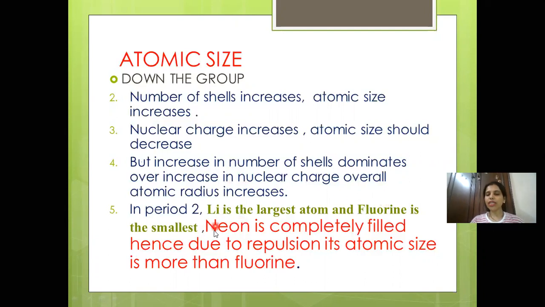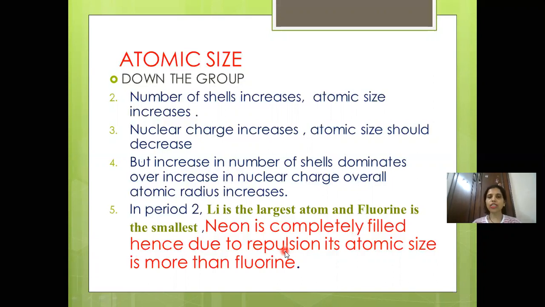We are not including neon. The reason is neon is completely filled. Hence, due to repulsion, its atomic size is more than fluorine. So if the periodic table is given and it is asked which is going to be the smallest atom in the second period, you are not going to include the noble gases. The reason is in the noble gases the shell is completely filled, and that's the reason there is repulsion among the electrons. So you are not going to include that. So we have finished with atomic size.